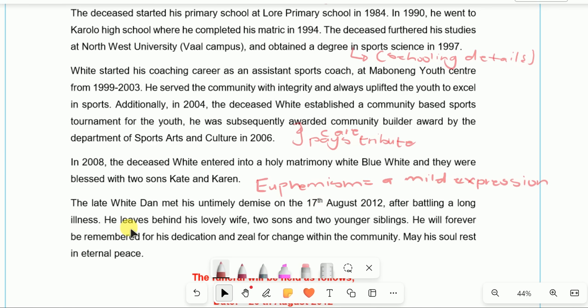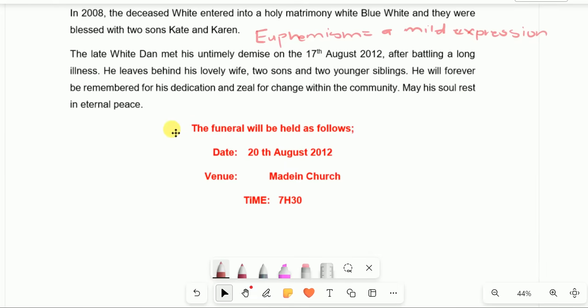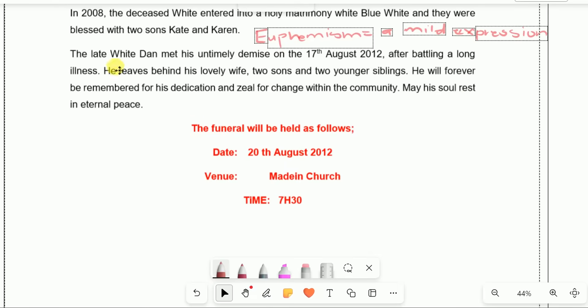And then after stating that, we need to know who he leaves behind. Alternatively, you can also state, for example, in the opening paragraph, he says that he was born from the late. So we can also state those who have already departed before him, or you can state who he leaves behind. So I've opted to mention who he leaves behind. He leaves behind his lovely wife, 2 sons, and 2 younger siblings. He will forever be remembered for his dedication and zeal for change within the community. May his soul rest in eternal peace. And then what is also important here, the last thing that you need to do is to include the family funeral arrangement.